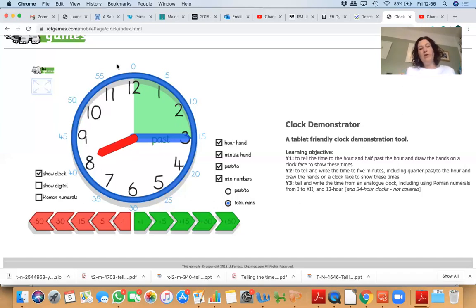Again, you can use this clock to help you. You can click this little button here. That puts the minutes on and off. So you can put that on to help you.